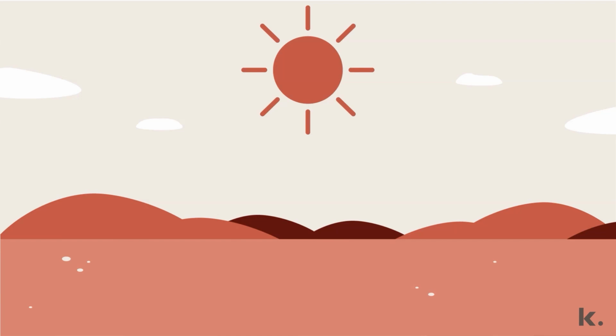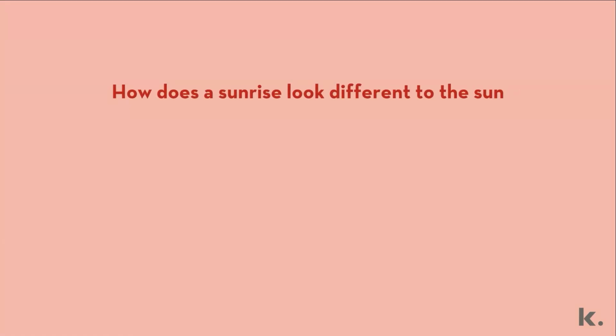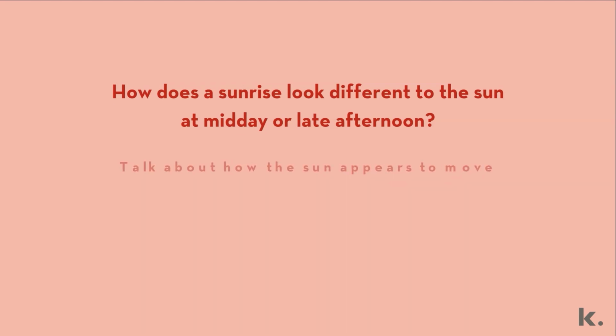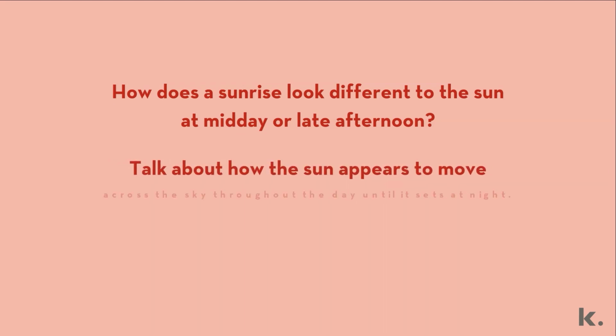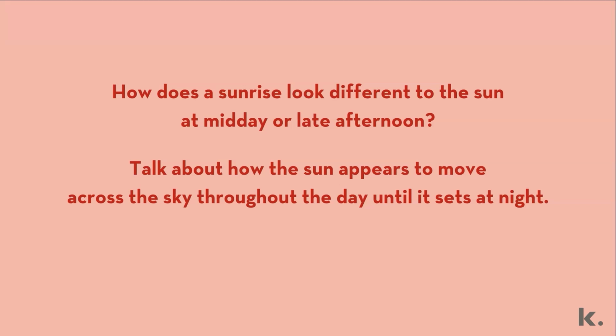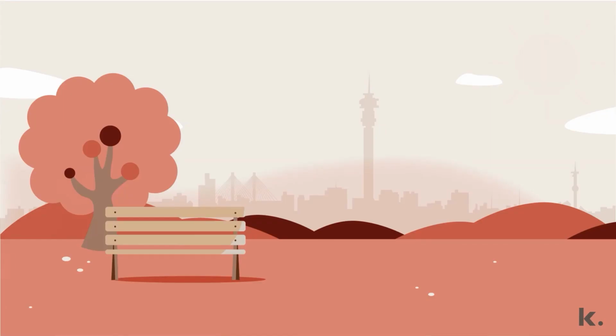If possible, show your children images of the sun at various times of the day. How does a sunrise look different to the sun at midday or late afternoon? Talk about how the sun appears to move across the sky throughout the day until it sets at night.